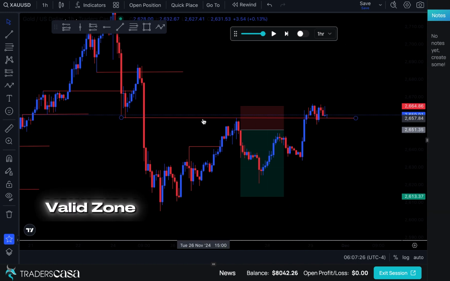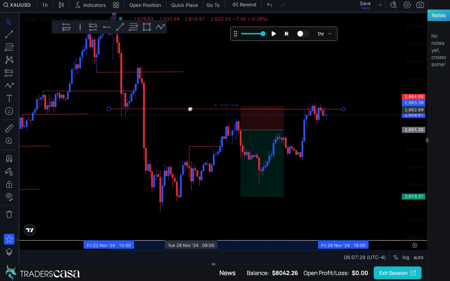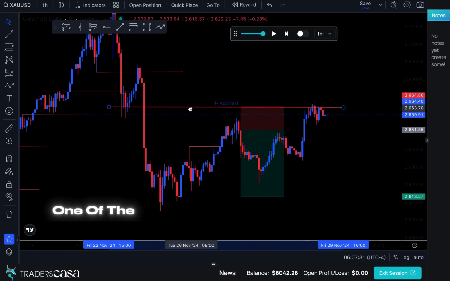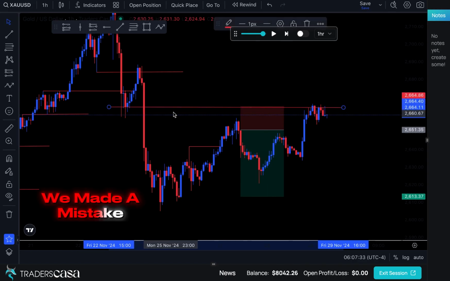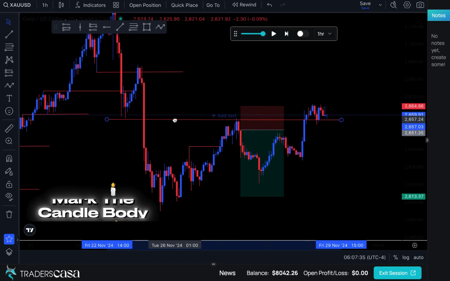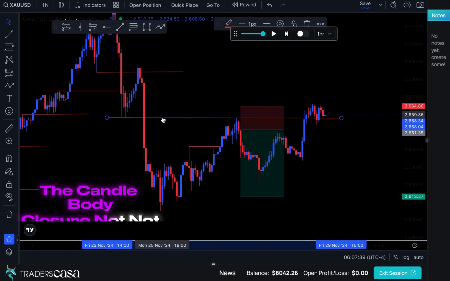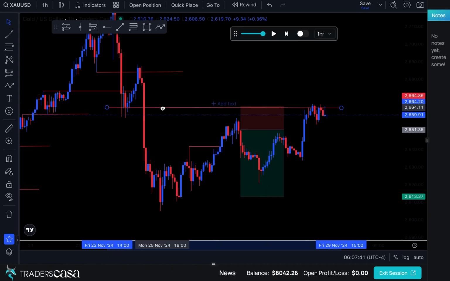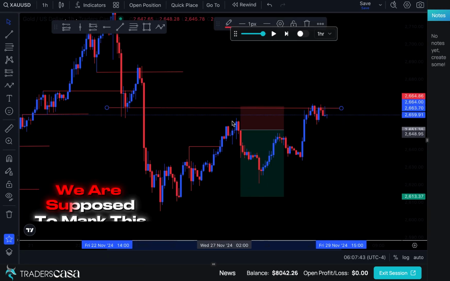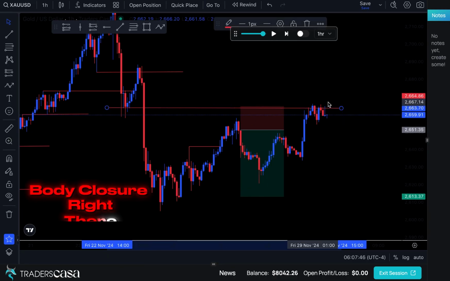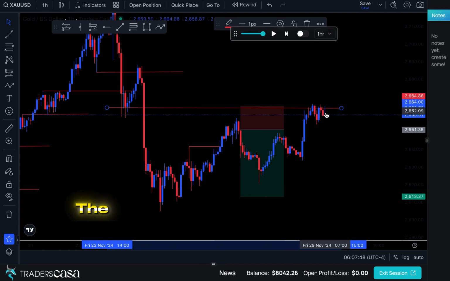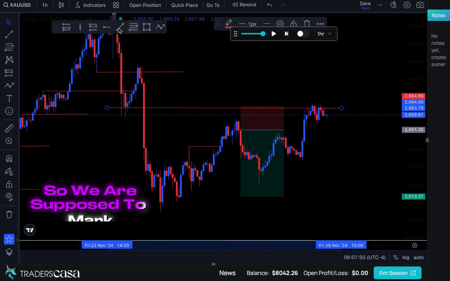So price is actually flipping bullish, but let's see what's going to happen right here, because this zone still remains a valid zone. And I feel like one of the mistakes we made on this trade is that we are supposed to mark the candle body closure, not this wick right here. We are supposed to mark this body closure right there. So that is the mistake we made.